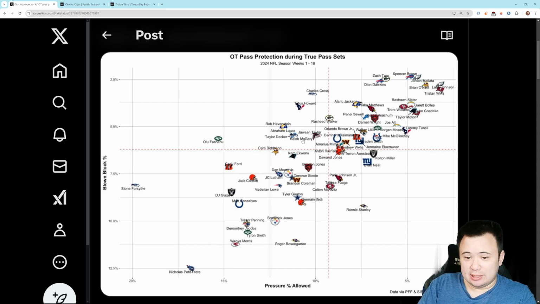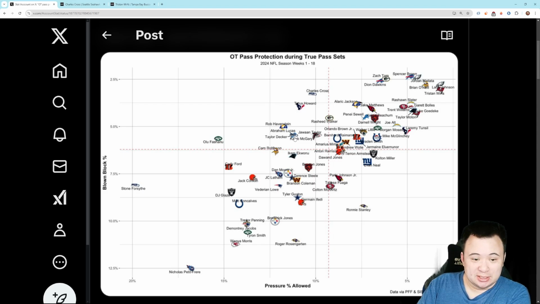And then let's look at Abe Lucas here. Abe Lucas, I don't know if you guys can see him. He's right here next to Taylor Decker and Caleb McGarry and Rob Havenstein. Keep in mind, Lucas played part of the season when he was recovering from the injury, so the numbers are not going to be completely indicative of his abilities, but you can see that his blown block rate is actually below average, by which I mean lower than average, which is good.